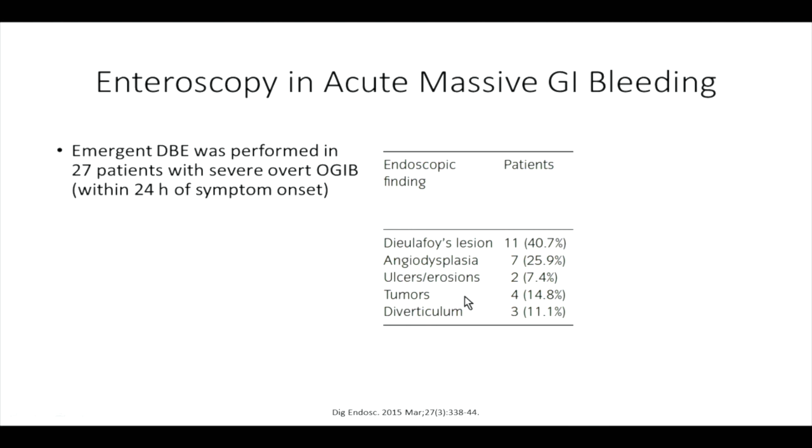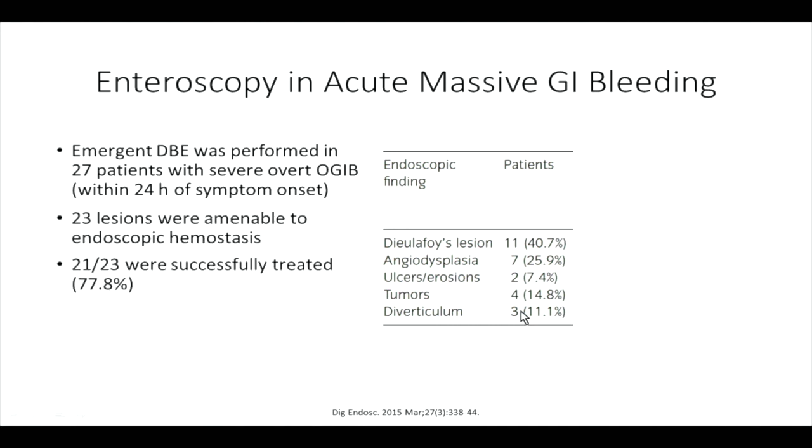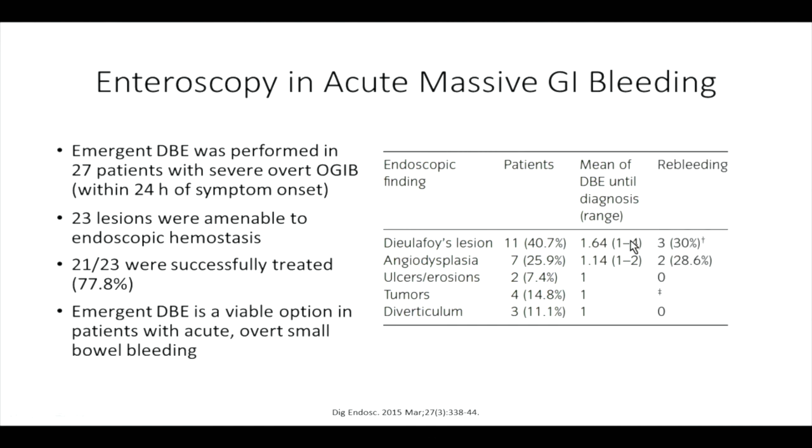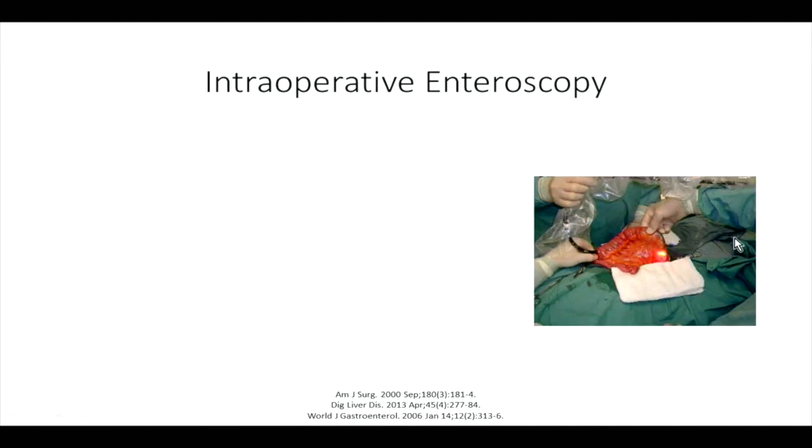These patients were found to have angiodysplasias, ulcers, tumors, and diverticula in the small bowel. 23 lesions were amenable to endoscopic therapy, and 21 out of 23 were successfully treated. So emergent DBE is a viable option in patients with acute overt small bowel bleeding. It is important to point out that a lot of patients required more than one procedure, and the rebleeding rate, as we mentioned before, is not insignificant.